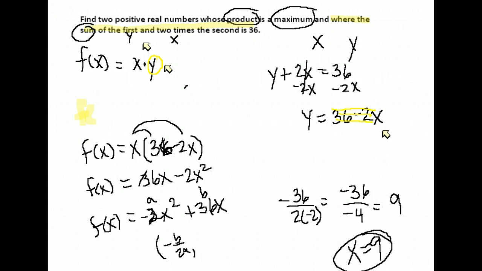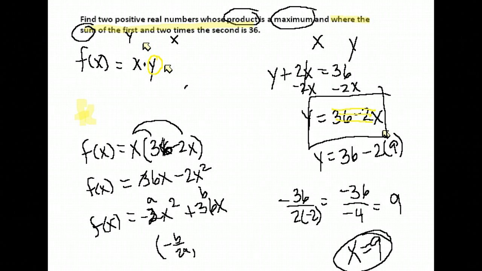Well, what is y going to be, you might ask? Well, we happen to know from our original problem that y is 36 minus 2 times x. So I go back and substitute again to find my other variable. Now that I know x is 9, I can just plug it right in there, and I get 36 minus 18, or 18.